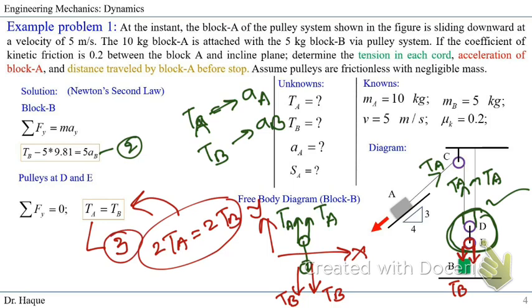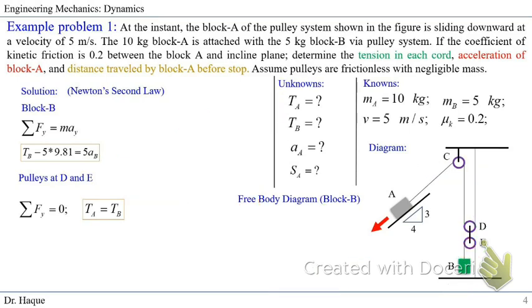So now we had 4 unknowns. Now we're getting a relationship between TA and TB, meaning they are equal. So now we have 3 equations, 4 unknowns. So let's see if we can have another equation.